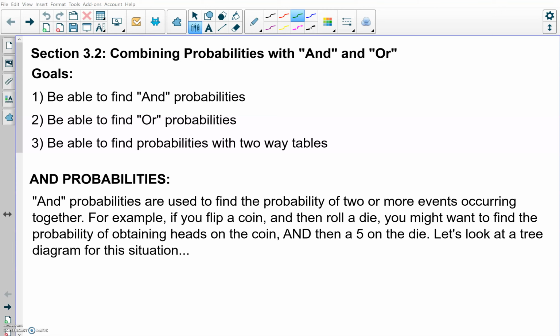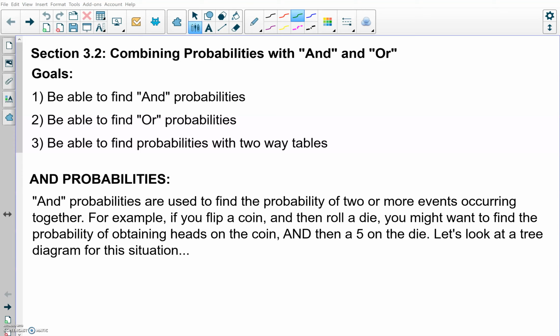Section 3.2, combining probabilities with and or. Goals here: be able to find and probabilities, be able to find or probabilities, and be able to find probabilities with two-way tables. So what we're going to see is that the words and or lead us to two different ways of combining probabilities.